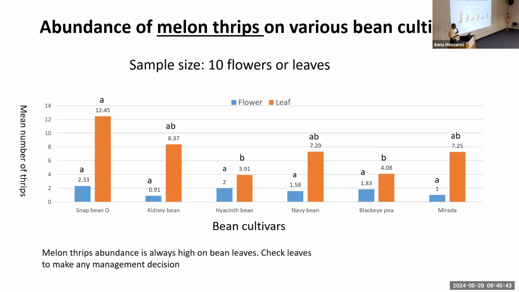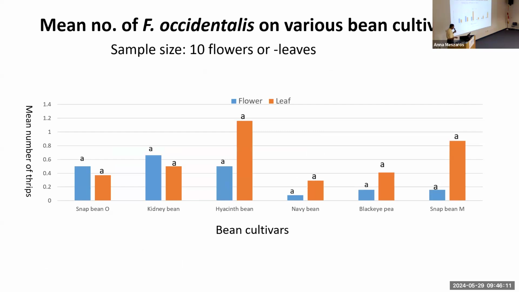Next slide is for melon thrips, totally different. You can see that blue color is based on the flower and the yellowish color based on the leaves. So in case of the Asian melon thrips, you see more abundant on the leaves than the flowers. So when you think about melon thrips, you have to sample leaves. This is Frankliniella occidentalis. We get very few, and you can get them by sampling both flower and leaves.